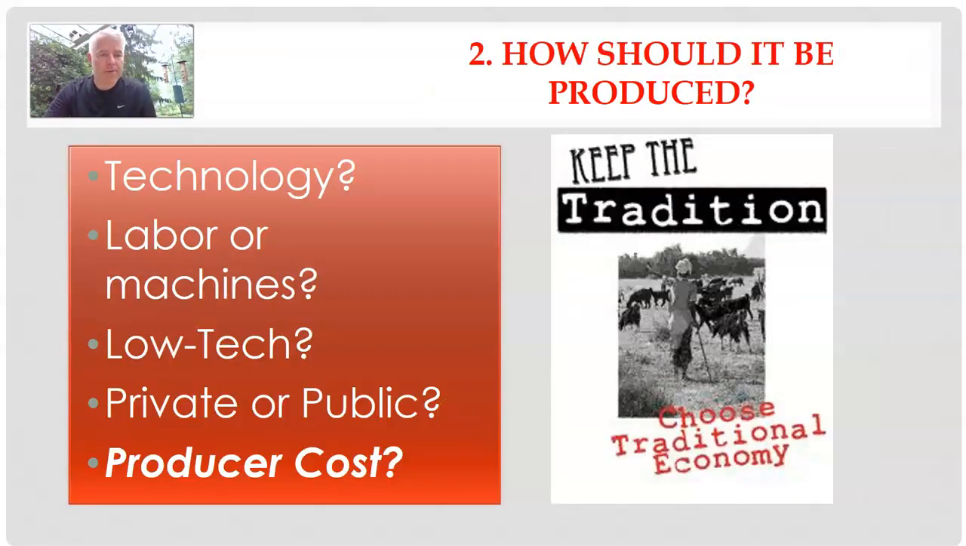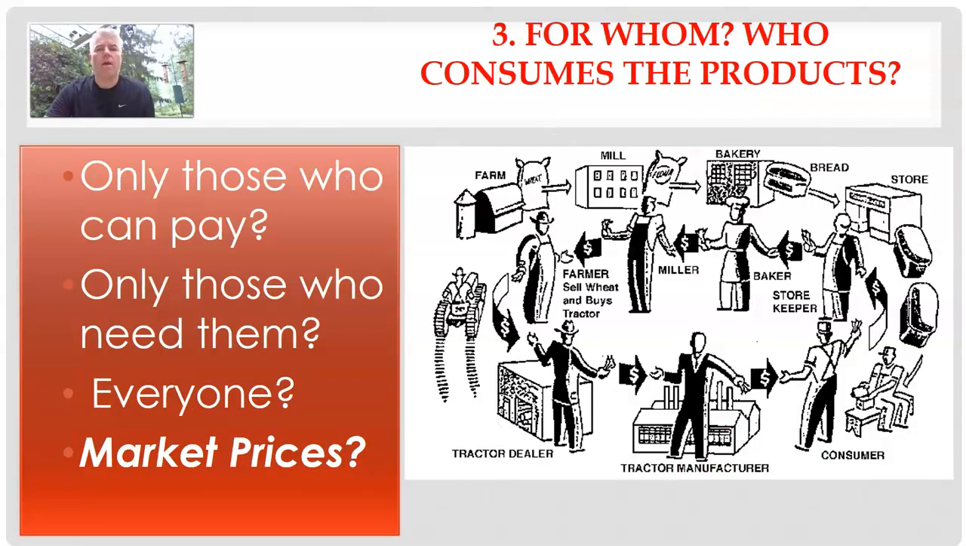How should it be produced? Well, are we going to use technology? Are we going to be labor intensive? Are we going to go low tech or high? Should it be the government or should it be private? In a market system, ultimately, it's the producer that determines the most efficient and cost efficient way of producing goods and services.